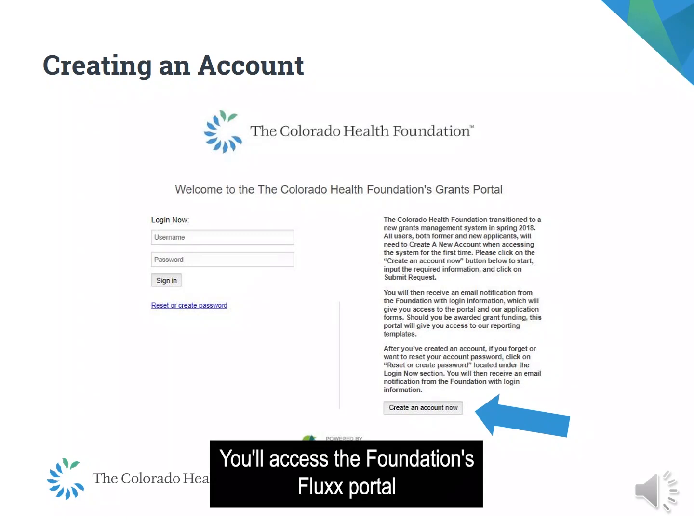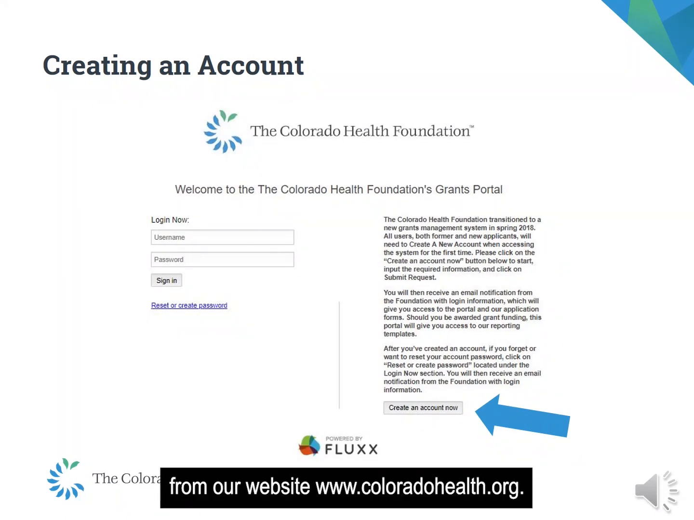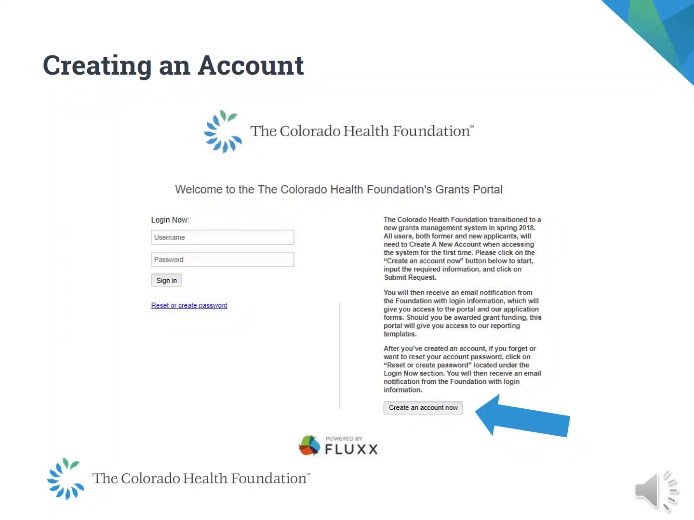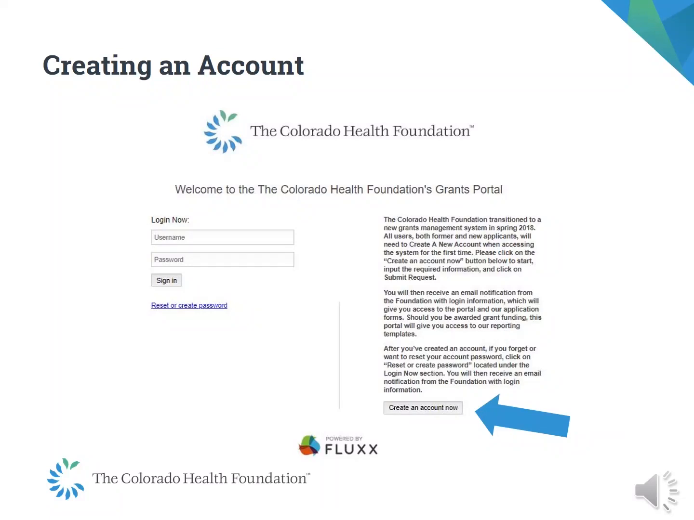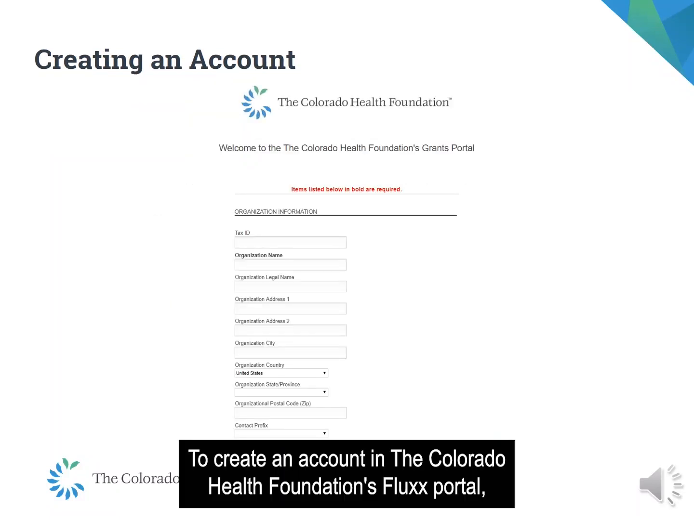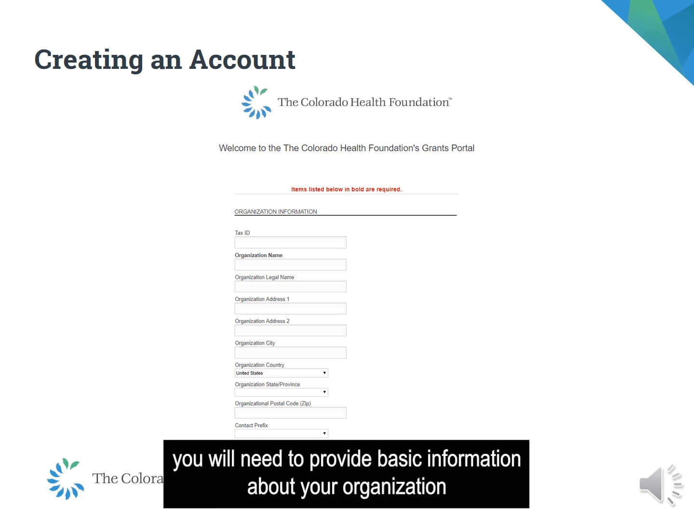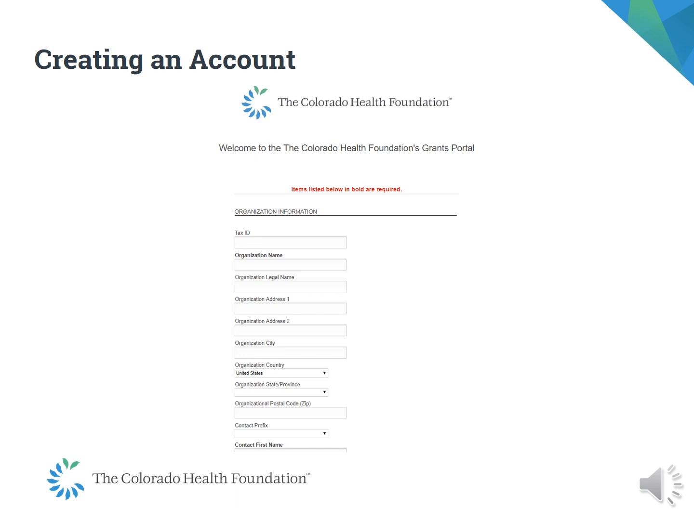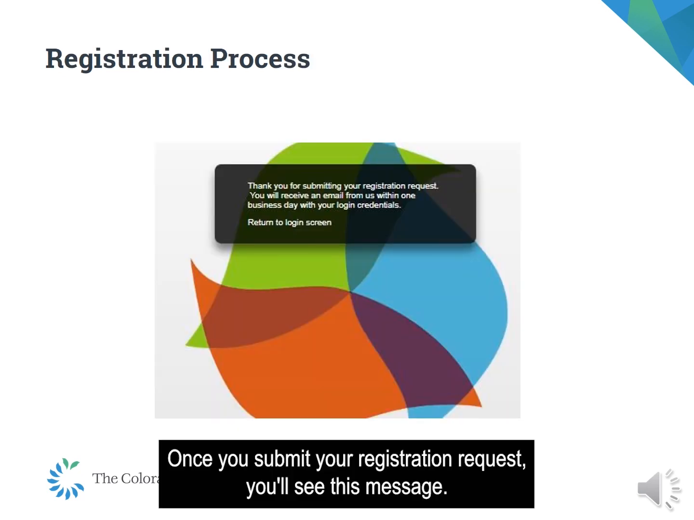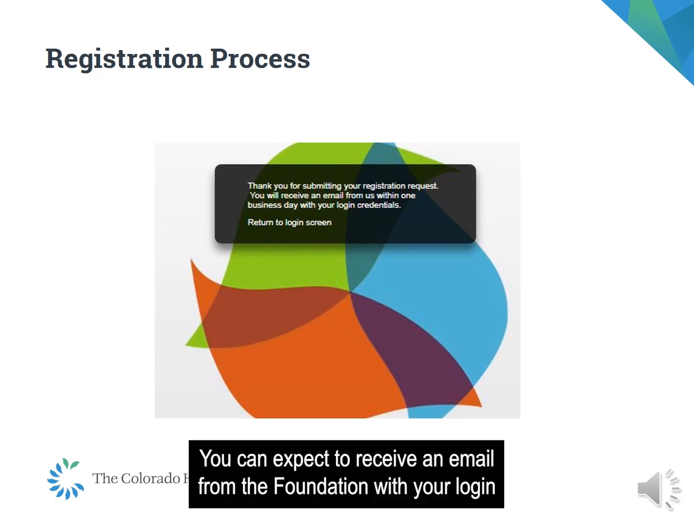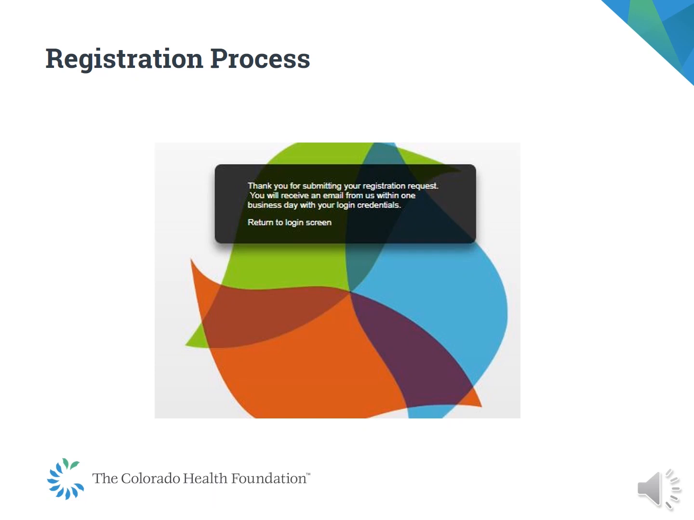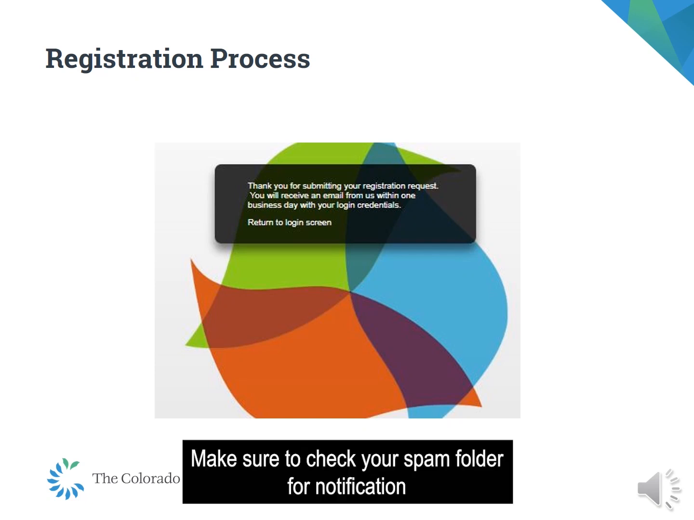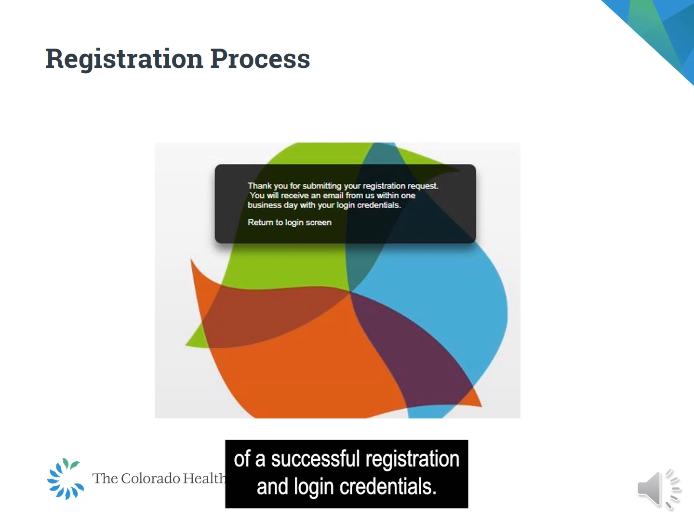You'll access the Foundation's Flux portal from our website, www.coloradohealth.org. To create an account, select the option you see here on the right of the screen. To create an account in the Colorado Health Foundation's Flux portal, you will need to provide basic information about your organization and contact information. Once you submit your registration request, you'll see this message. You can expect to receive an email from the Foundation with your login credentials within 1 business day of submitting your registration. Make sure to check your spam folder for notification of a successful registration and login credentials.